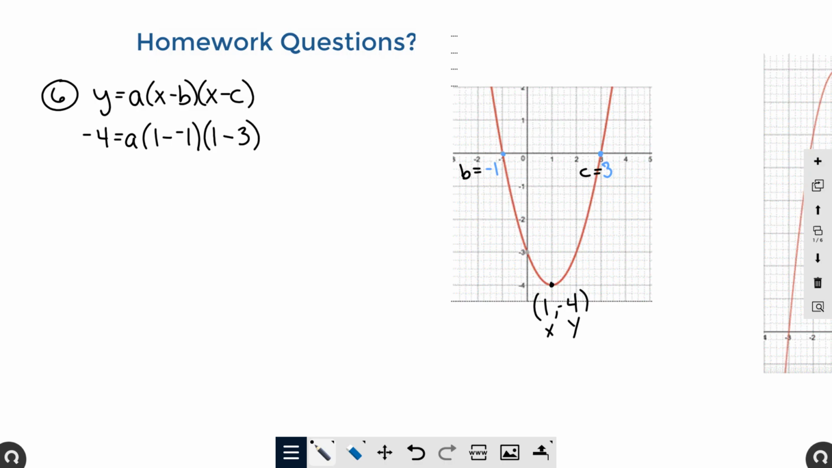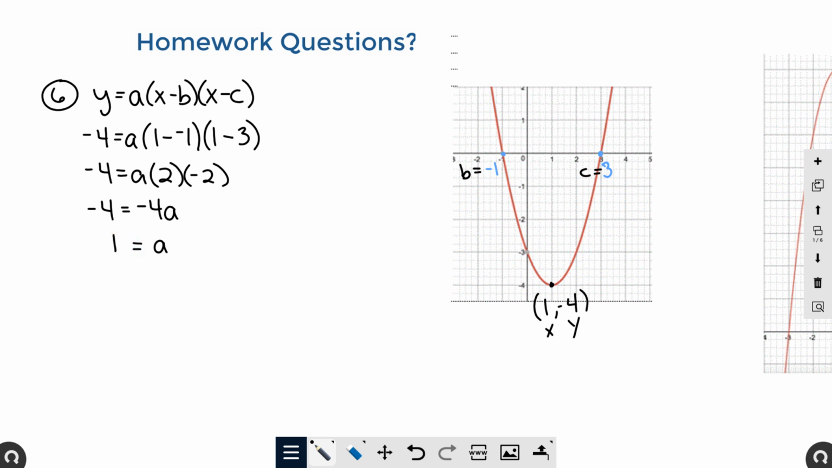Now, simplify the parentheses first. So what is 1 minus -1? 2. And what is 1 minus 3? Now, next step is multiply those that are on the right side. So 2 times -2 is -4. So this becomes -4a. And then last step. So A is 1.